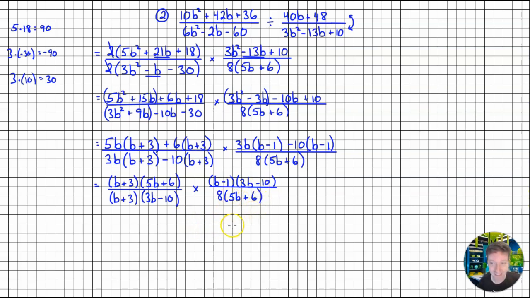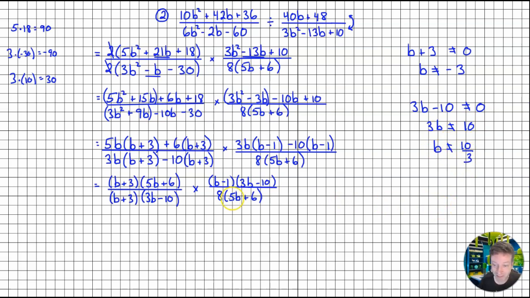Now before you start canceling things out, we have to look at the restrictions. So we've got 3 brackets here on the denominator. Let's look at b plus 3. Very important, this cannot equal 0. So therefore, if we rearrange for b, b cannot equal negative 3. Similarly, we have this other bracket, 3b minus 10. That bracket cannot equal 0. So when we rearrange it, we have that b cannot equal 10 over 3.